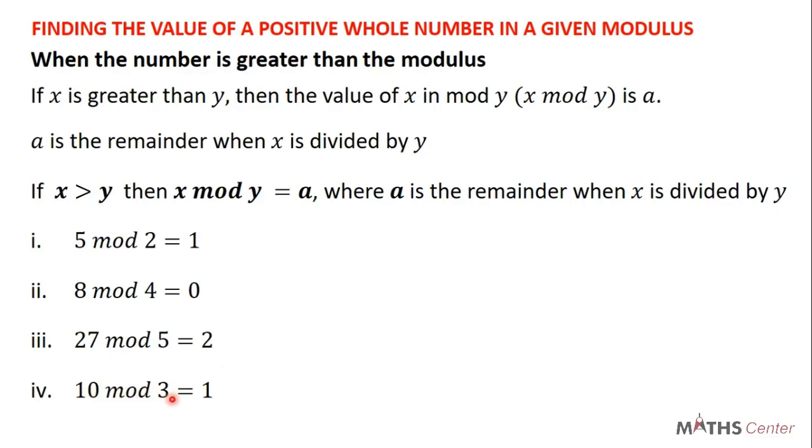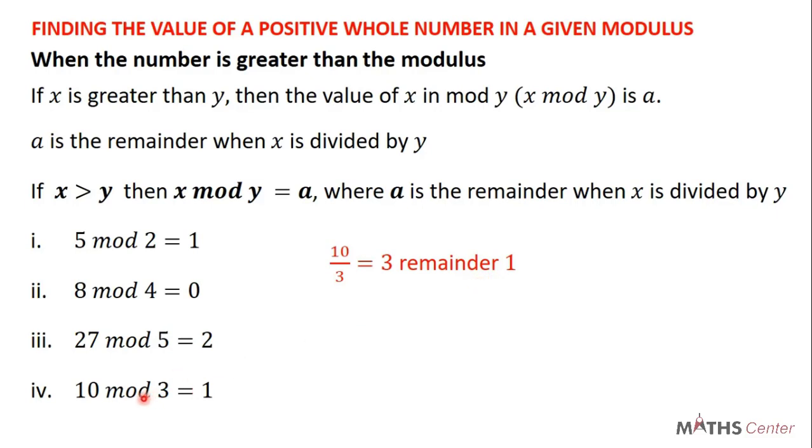Another example is 10 mod 3. 10 is greater than 3. So the value of 10 in mod 3 is the remainder when we divide 10 by 3. When we divide 10 by 3, we will get 3 remainder 1.